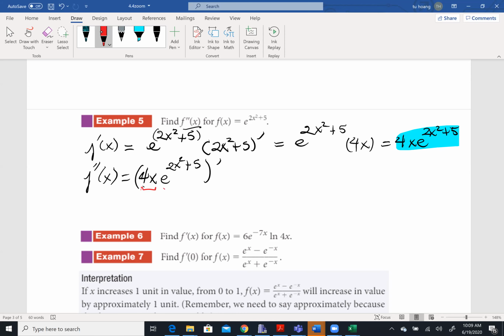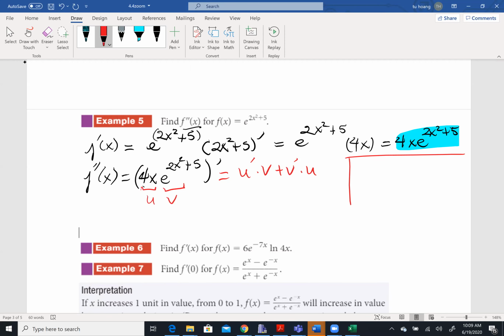When you look at this globally, you see there is a polynomial function multiplied with a natural exponential function. So this is u and this is v, and you want to apply the product rule: u prime times v plus v prime times u. Now time to do a side work, with u equal to 4x. So then u prime equals 4, v equals e to the 2x squared plus 5.